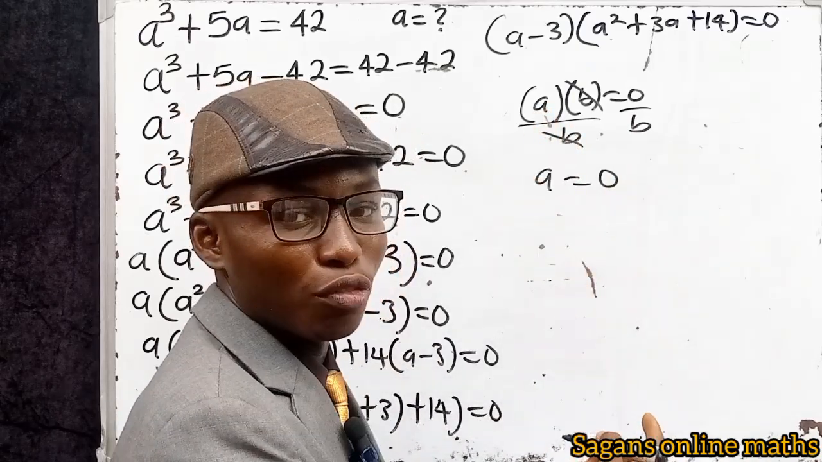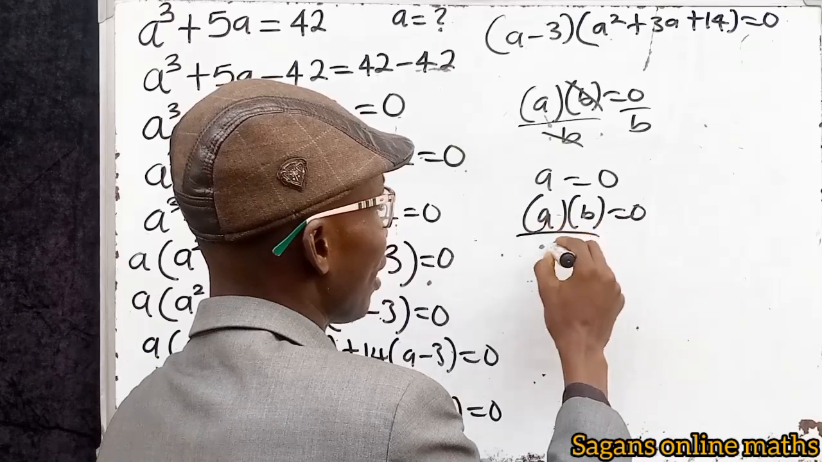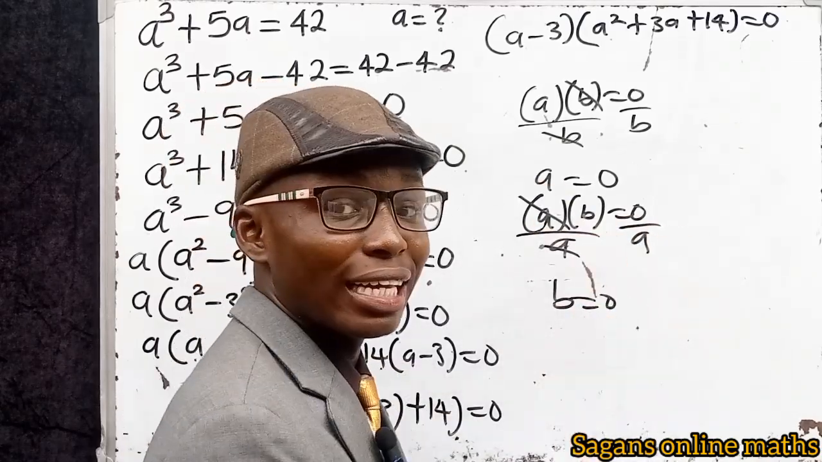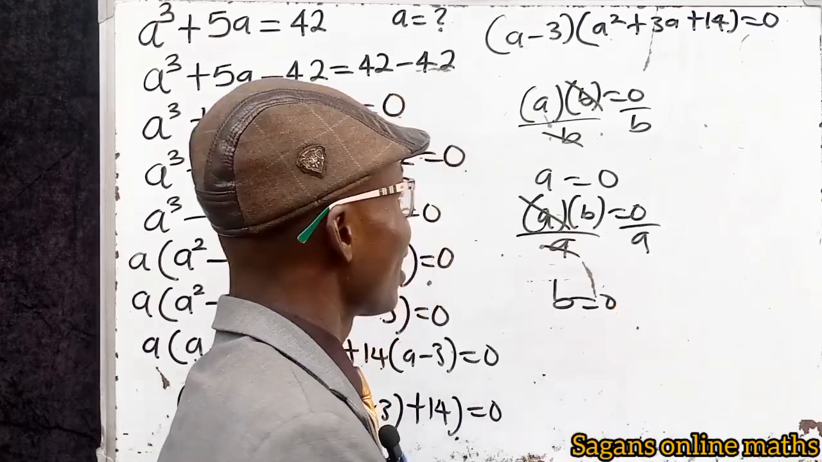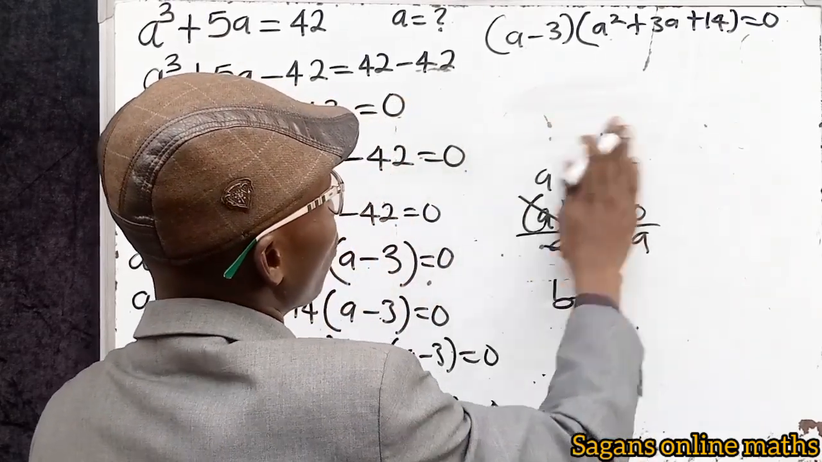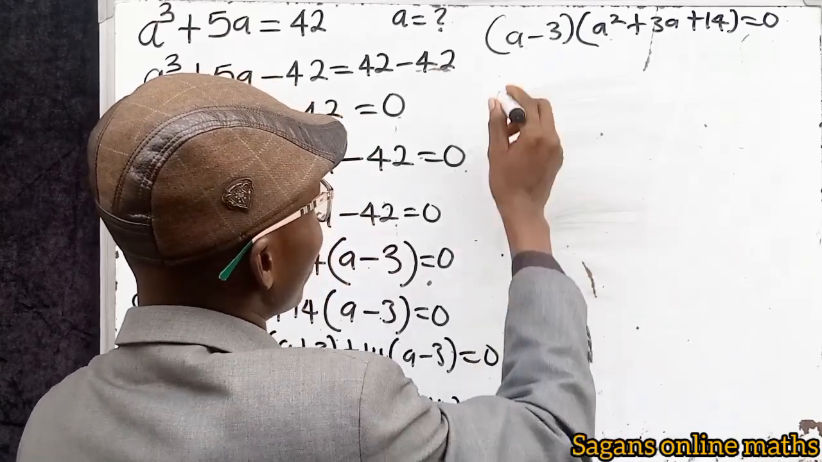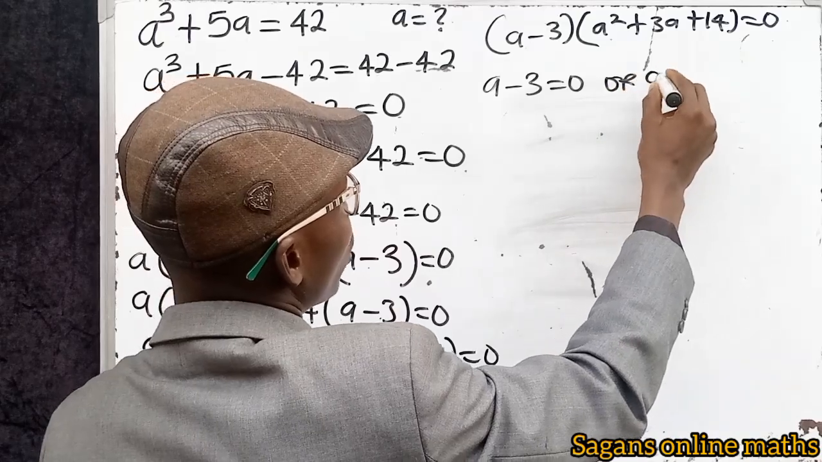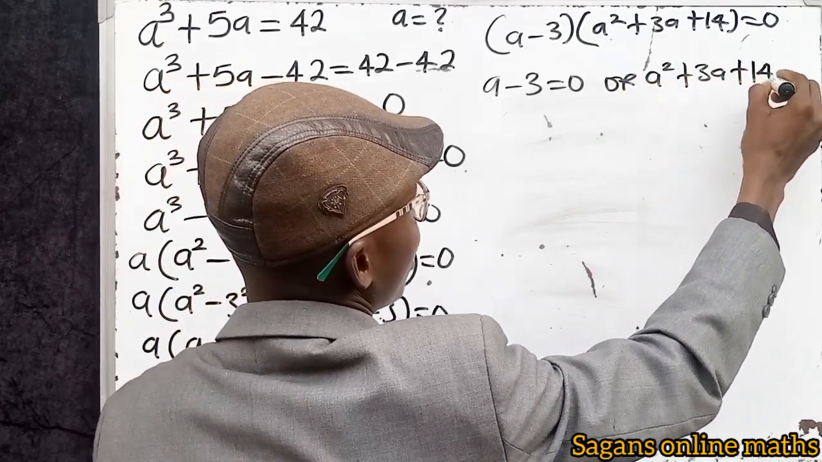What if we make b the subject of the formula? That means a into b will be equal to 0. We divide here by a, we divide here by a. a will go, then b is equal to 0. So it means that a is equal to 0 or b is equal to what? 0. Okay? Can you see how simple and interesting it is? That means from here, this is what we are going to do. Very interesting and simple. From here, consider that this is a minus 3 is equal to what? 0, or a square plus what? 3a plus what? 14 is equal to what?